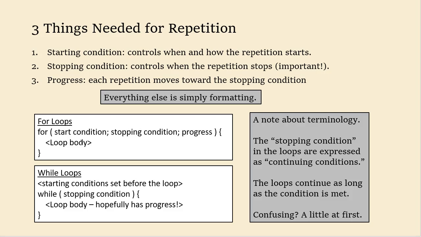For a while loop, you still have those three conditions, but they're a little bit different. For a while loop, the starting conditions are set before the loop. Then you use the keyword while, and then you have the stopping condition. Inside the loop body, you hope that you have progress. Now, the progress in a while loop tends not to be as uniform as the progress in a for loop.